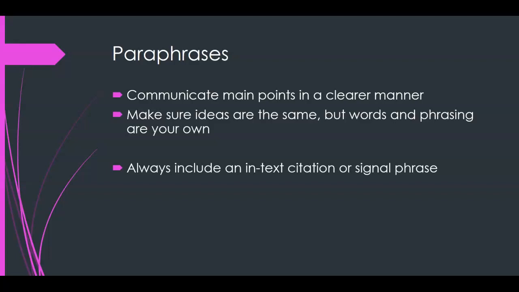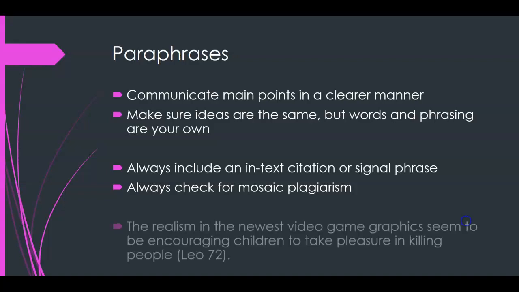Sometimes students don't like those ones in parentheses, as in-text citations, so instead they include a signal phrase for all of their source references, and there's nothing wrong with that. Always check for mosaic plagiarism as well. This is where the Turnitin program can help you. But there's some other things that we've talked about in class about making sure that you aren't using exact phrasing from the original. So this is an example again.